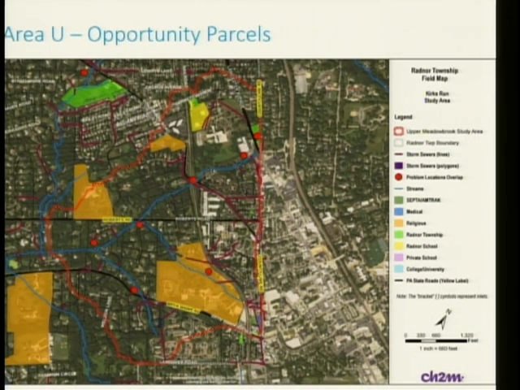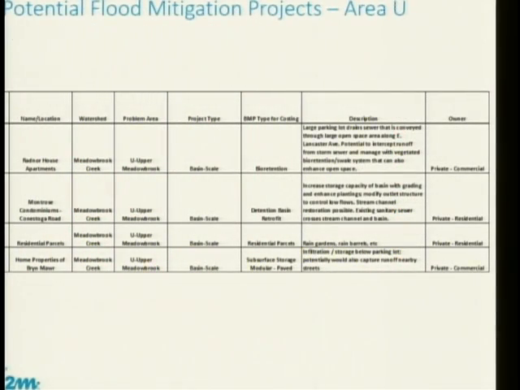And then the last area is Area U. Actually, there were a number of different things that we saw in this one. You can see that the problem areas are kind of scattered, more or less along the stream channels, pretty much all along the stream channels. So there's the Radnor House Apartments, and I believe Steve has had some contact with them earlier this year. There's been some interest in partnering with the township, possibly to reduce stormwater fees or what have you. But so, as it turns out, I think there's some opportunities there.